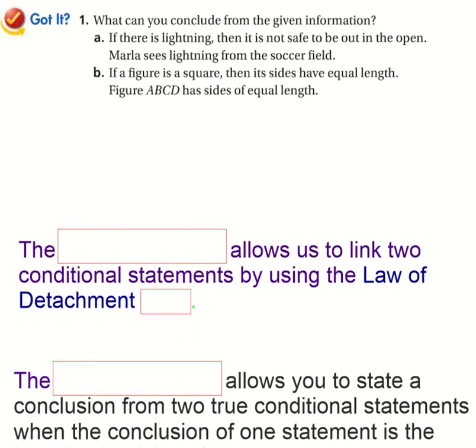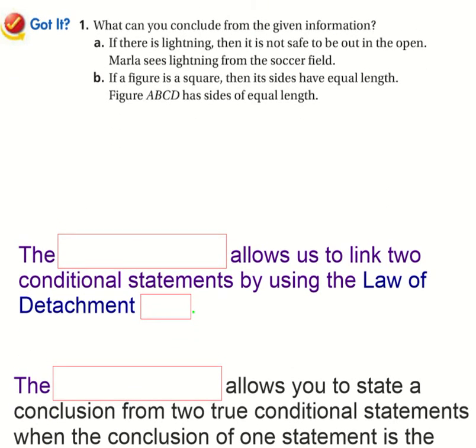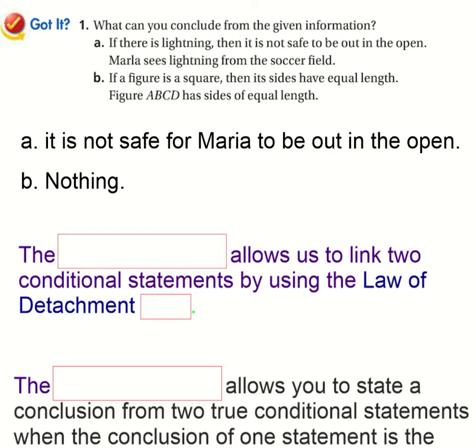So what I'd like you to do now is do this got it question. Pause the video, answer these two questions. And so here's what I can conclude from the statements. Here's my first one for A. If there's lightning, then it's not safe to be out in the open. Maria sees lightning, so that hypothesis is true, which means that it is not safe for Maria to be out in the open on the soccer field.